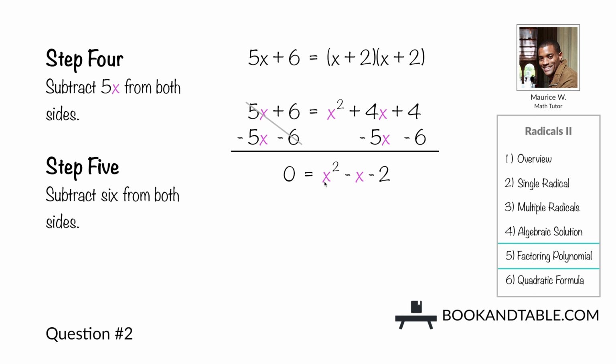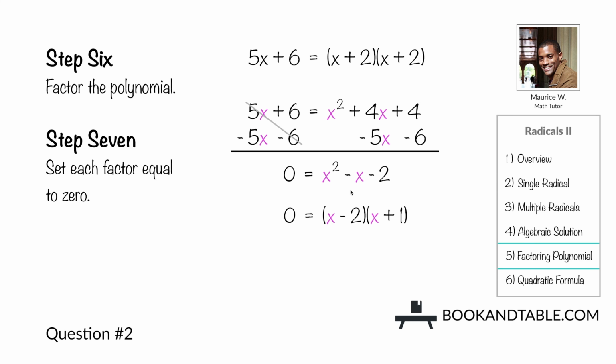Now we see the coefficient of x squared is 1. So we consider factoring by thinking about the factors of negative 2. Are there factors of negative 2 that have a sum of negative 1? That would be negative 2 and positive 1. So step 6, factor the polynomial. And when you do, we get x minus 2 times x plus 1. Negative 2 times positive 1 have a product of negative 2. Negative 2 plus 1 have a sum of negative 1. So these are our factors.